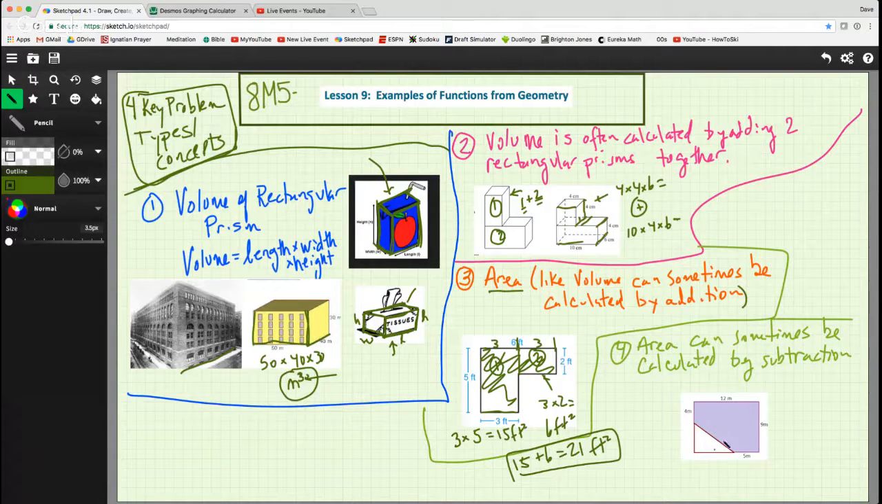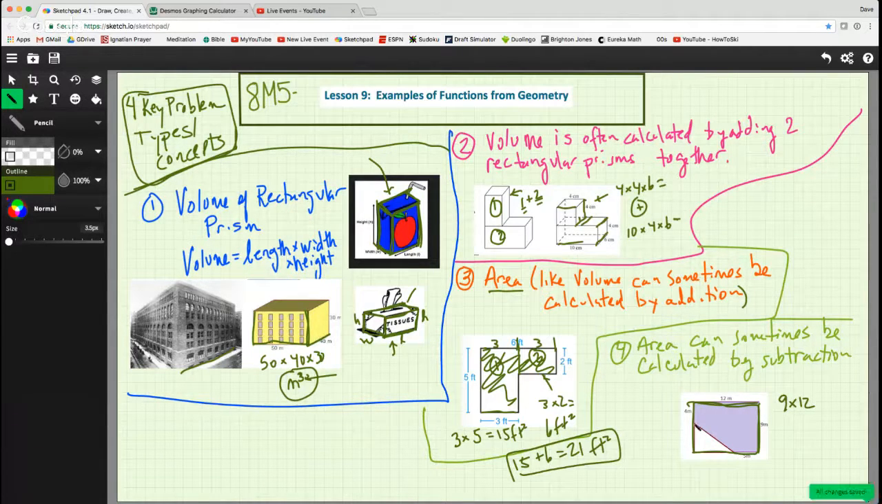But sometimes you can't do an addition problem when you're finding areas. Sometimes the easiest thing to do is do a subtraction problem. So look at this problem. If the purple was this whole piece, we would know that the area would be 9 by 12, right? 9 by 12 for the whole thing.